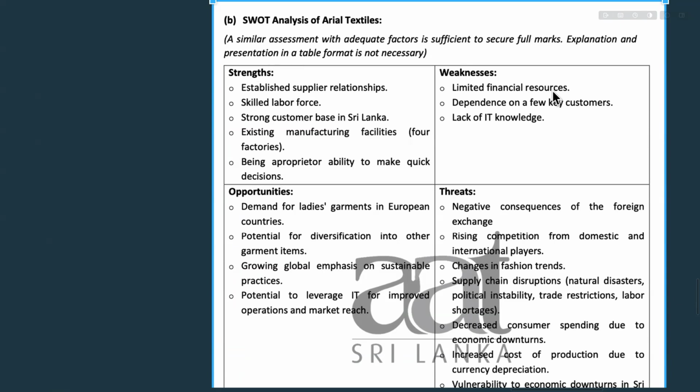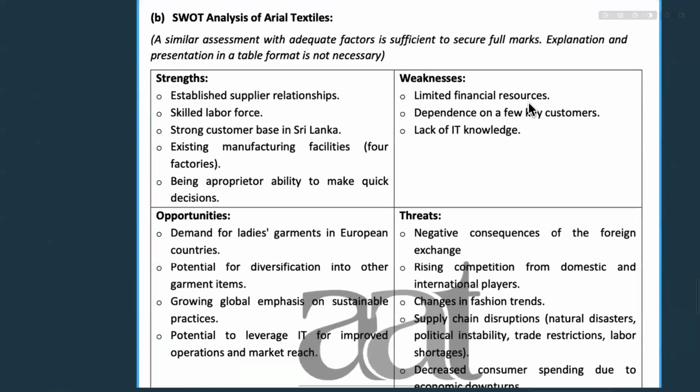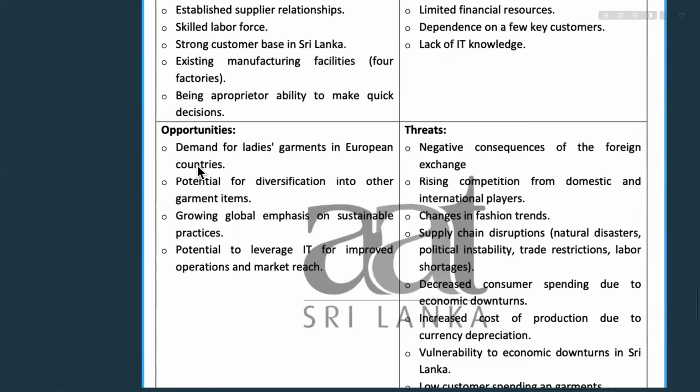So these are the strengths. And the weaknesses are, as I mentioned earlier, limited financial resources, dependence on a few key customers, and lack of IT knowledge. And the opportunities are the demand for ladies' garments in European countries and potential for diversification into other garment items, a growing global emphasis on sustainable practices, and potential to leverage IT for improved operations and market reach.